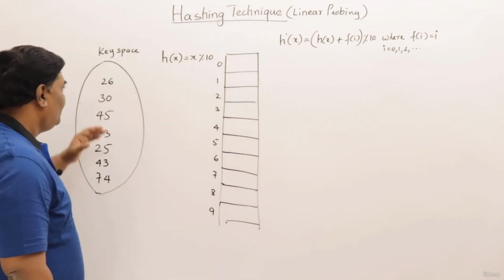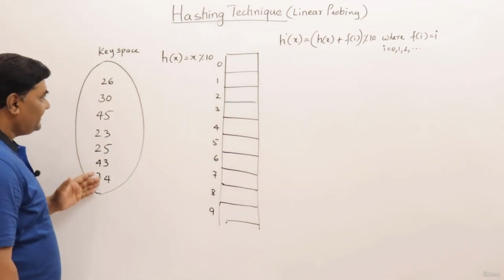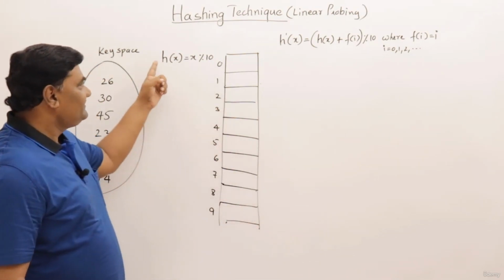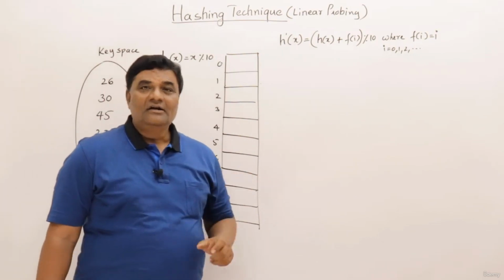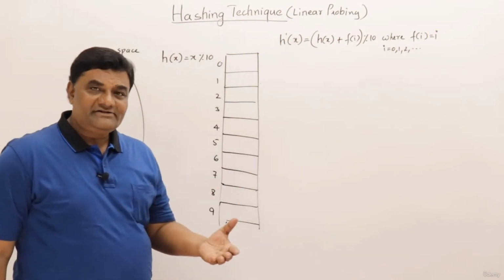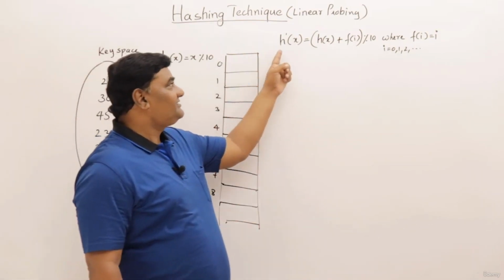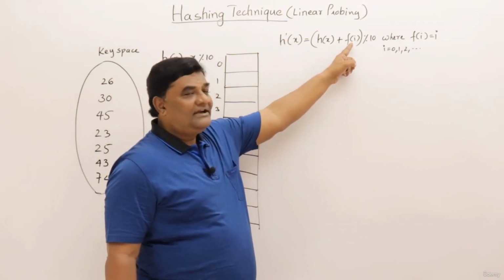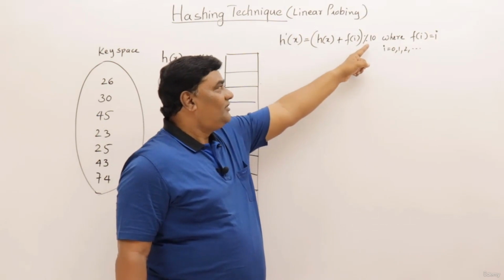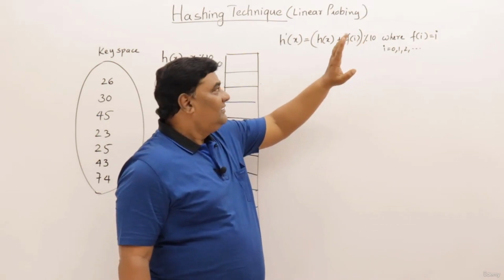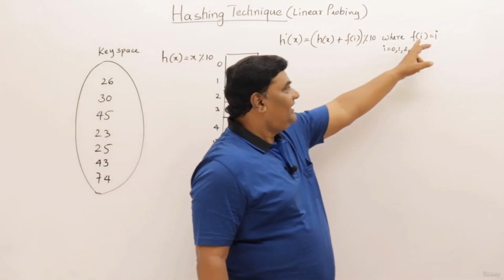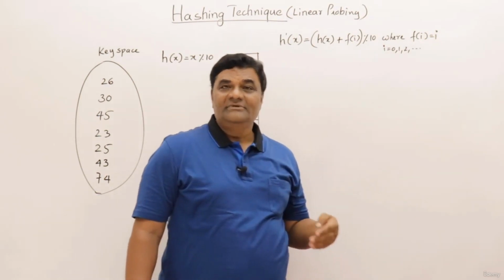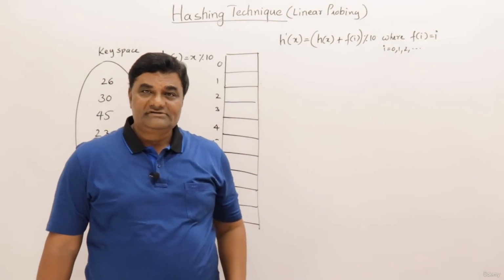For explanation, I have already taken a key space, that is a set of keys, and a hash table of size 10, and the hash function is h(x) = x mod 10. But we will be using a modified hash function for linear probing, that is h'(x) = (h(x) + f(i)) mod 10. What is f(i)? f(i) is equal to i. What is i? i takes the values starting from 0, 1, 2 onwards.